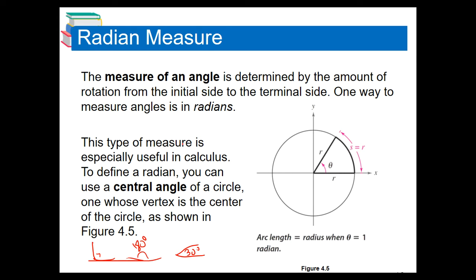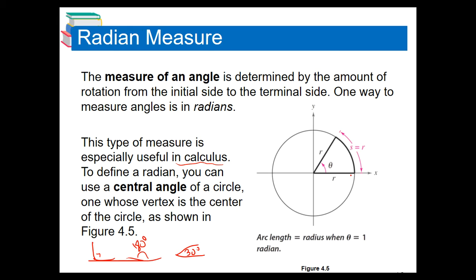Like I said, it's very, very useful in calculus. Now, to define a radian, you can use a central angle of a circle. So what we've got is this circle, and this is something you're going to see in the next couple weeks. Circles around this coordinate axis will get to what's called a unit circle. But to define a radian, you can use a central angle of a circle.